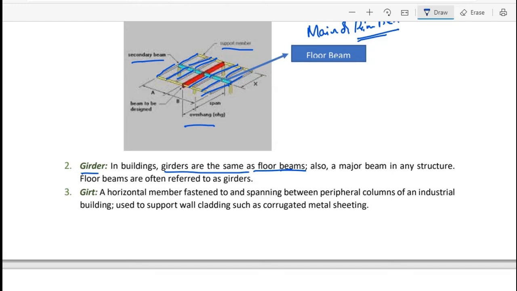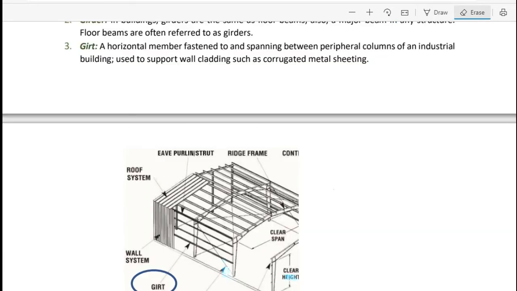You can see this kind of girders in our concrete structures also. Third one is GIRT, a horizontal member fastened to and spanning between peripheral columns of an industrial building. What are peripheral? These are outer. Peripheral means outer columns of industrial structures, to which it is fastened, and it spans from one to another.